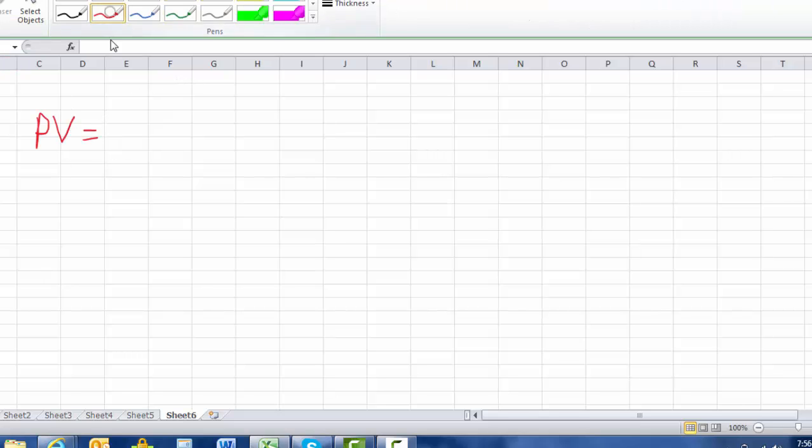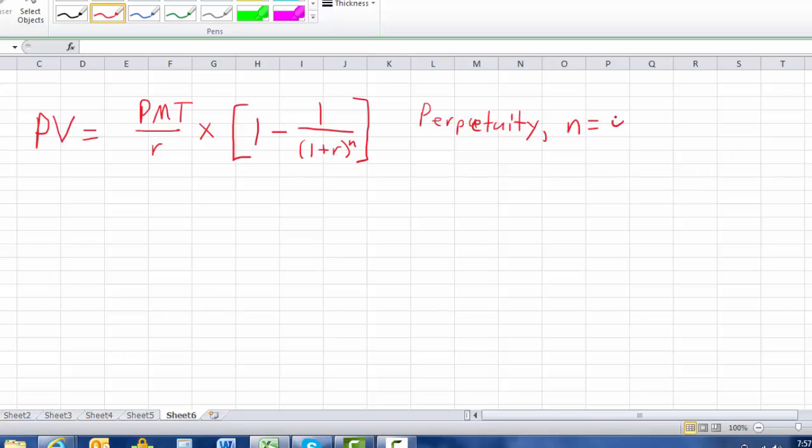The present value of an ordinary annuity, remember the formula is this: it's payment, the amount you get each year, divided by the interest rate, times this discounting formula, which is 1 minus 1 over 1 plus r to the n. If this is a perpetuity, meaning you get this payment every year, that means n is infinity. What if the n figure here is infinitely large?